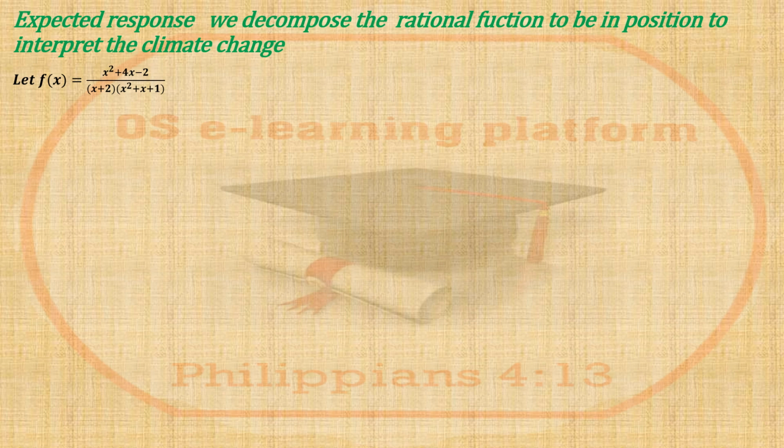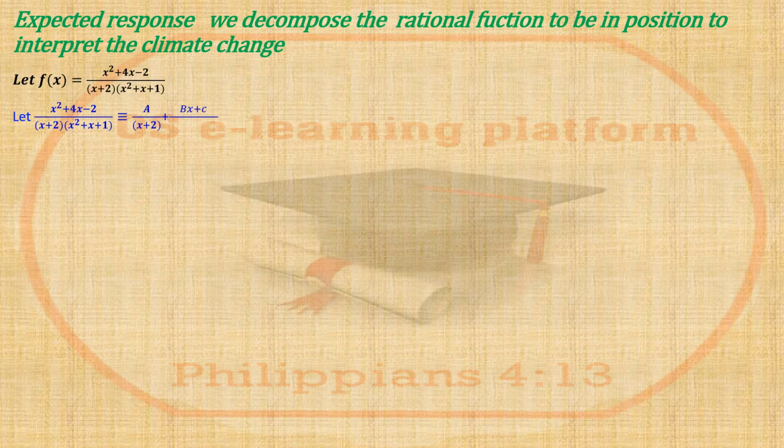In other words, you're finding the area within which a function lies. But to find that area you have to integrate an algebraic fraction of any caliber, whether it is a repeated linear, a quadratic denominator that has a linear factor, has no linear factor, or whether it is improper. So it will depend, but mostly I want you to learn how to partialize, how to decompose, how to rationalize. In other words, how to split. So we decompose the rational function to be in a position to interpret the climate change, because this single one is complicated.